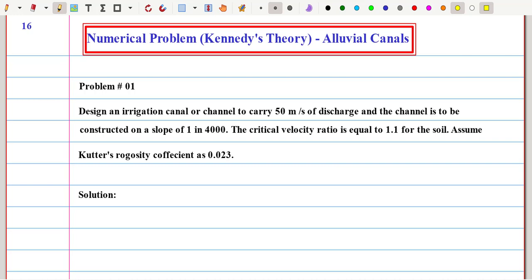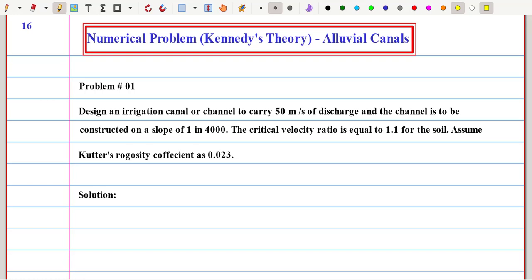We need to design the channel by using Kennedy's theory, right? So let's start the solution. For solution, our first step is step one. What was our step number one? Step number one was find the critical velocity, right, which is V naught. We need to find V naught in the first step.